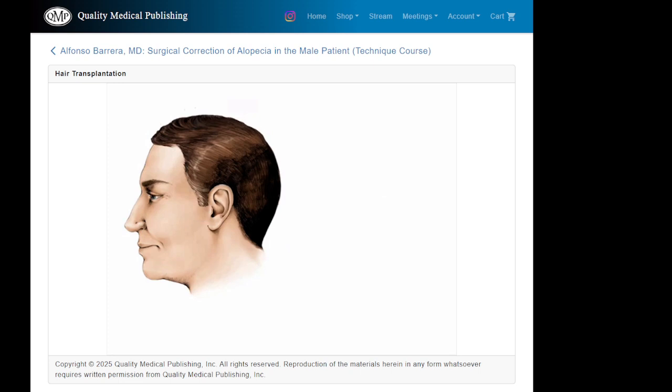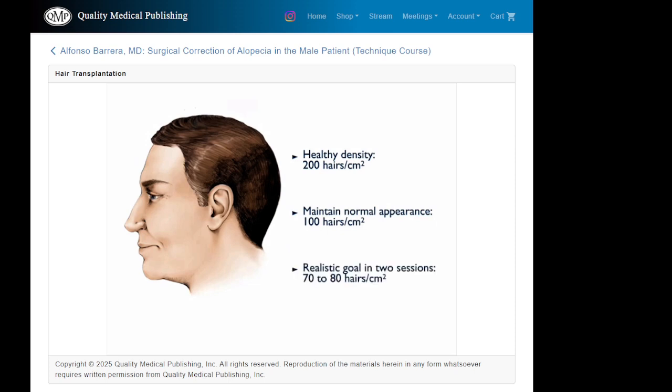Most experts agree that the average healthy non-balding patient has a density of about 200 hairs per centimeter squared, a range of 130 to 280 hairs, and that only 50% of this number is needed to give an appearance of normal density, which is ideally about 100 hairs per centimeter squared, a range of 65 to 140 hairs. Generally, even about 70 to 80 hairs per centimeter squared looks reasonably dense. This number of hairs can realistically be transplanted in 2 sessions of follicular unit micrografting and mini-grafting.